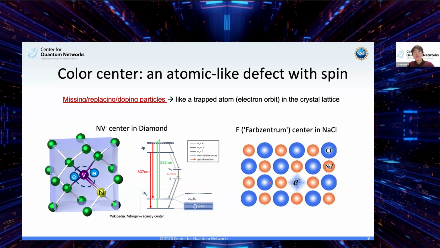And actually, the name color center comes from the German word, because in the 1930s, people figured out why salt sometimes shows different colors: there are some vacancies in the lattice replaced by only one electron. Here, a chlorine atom has been replaced by one electron, and just because of this defect, it shows color instead of being a transparent salt.